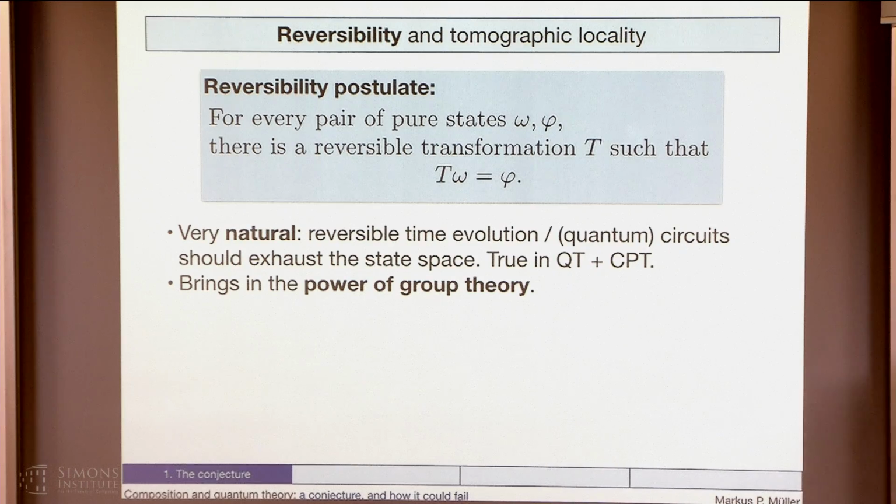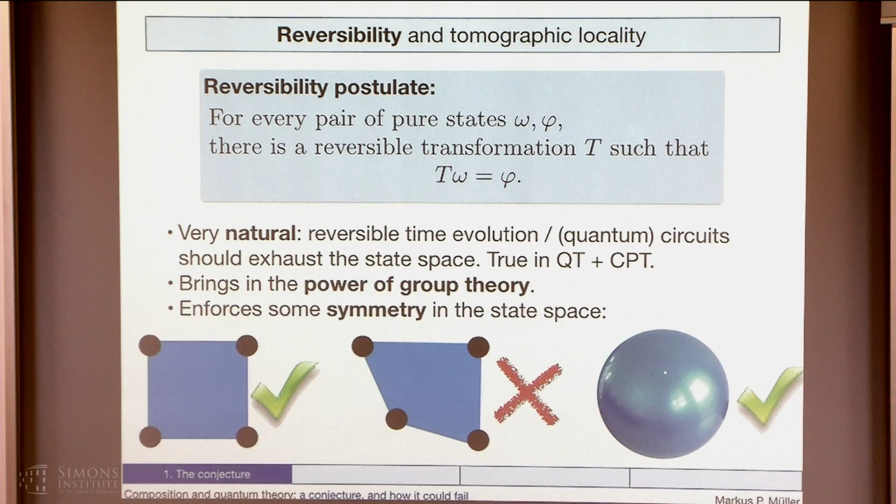Now this is, I guess, very natural because you would say, well, somehow if I have something like reversible time evolution in physics, or if I build a circuit on a quantum computer, then I can exhaust the full state space. I can go from any state to any other pure state. It's definitely true in quantum theory and in classical probability theory. And you can also think of composing two of these transformations. So you have a group of these transformations. So this brings in mathematically the power of group theory into the framework.